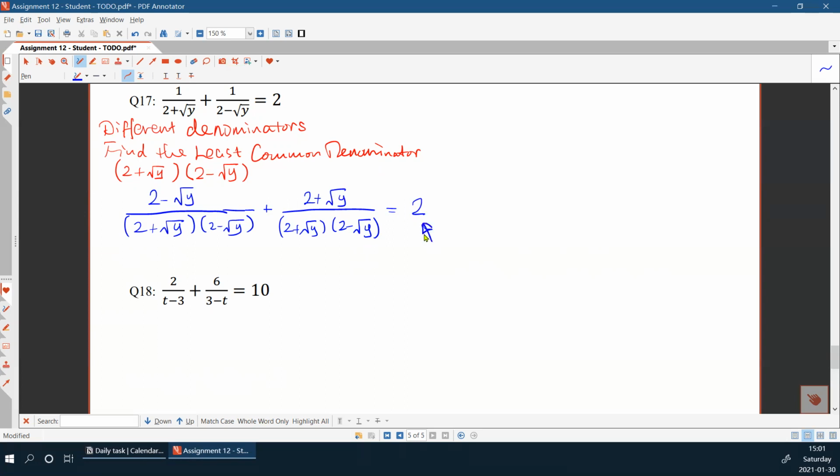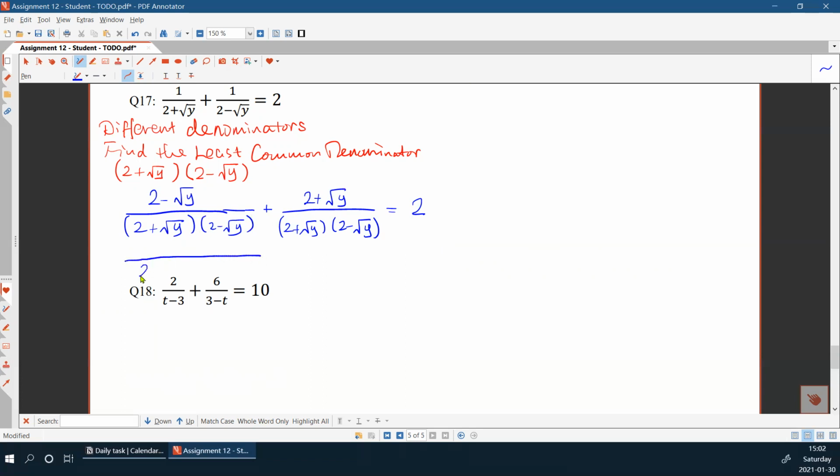Why is it still 2? Why does it not change? Can you see that? Because at the current stage, all we're doing here is just rewriting the first two terms using the least common denominator. We didn't touch anything on the right-hand side. Understand?